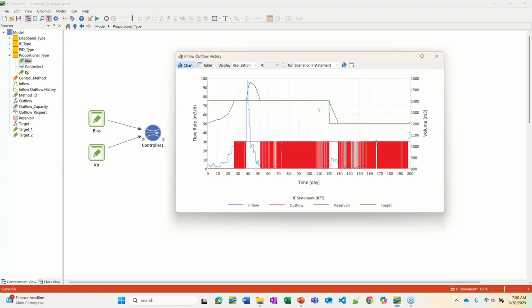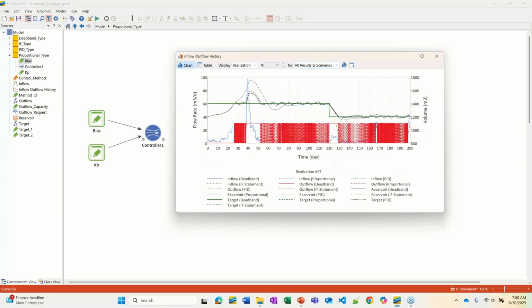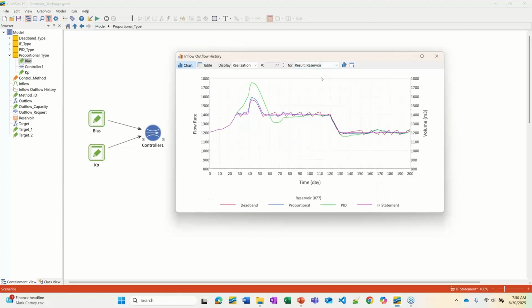But okay, so there's an if statement. We could compare all the scenarios, and maybe we want to just look at how the reservoir volume is managed. So you can see the differences here. You might be saying, well, why would we ever want PID? I mean, look how bad that is. It is true when you have systems like this, but you don't always have systems like this. So there could be times where it is useful.